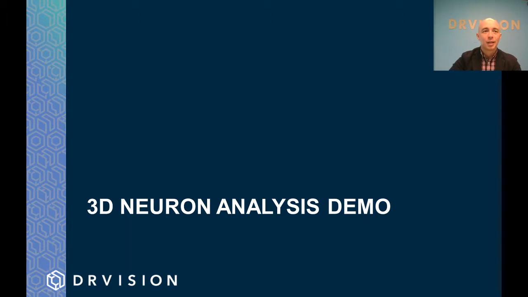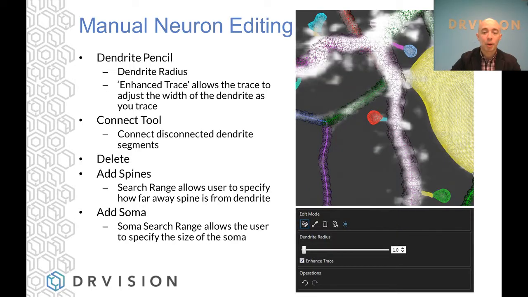All right, so we talked about the 3D neuron analysis automated, but we do also have some really cool, really powerful manual editing tools. Let's talk about those. First, we have a dendrite pencil. It's got a parameter for the dendrite radius, which we've talked about before as related to the dendrite diameter. And the enhanced trace allows the process to adjust the width of the dendrite to correspond to the actual fluorescent voxels as you go along.